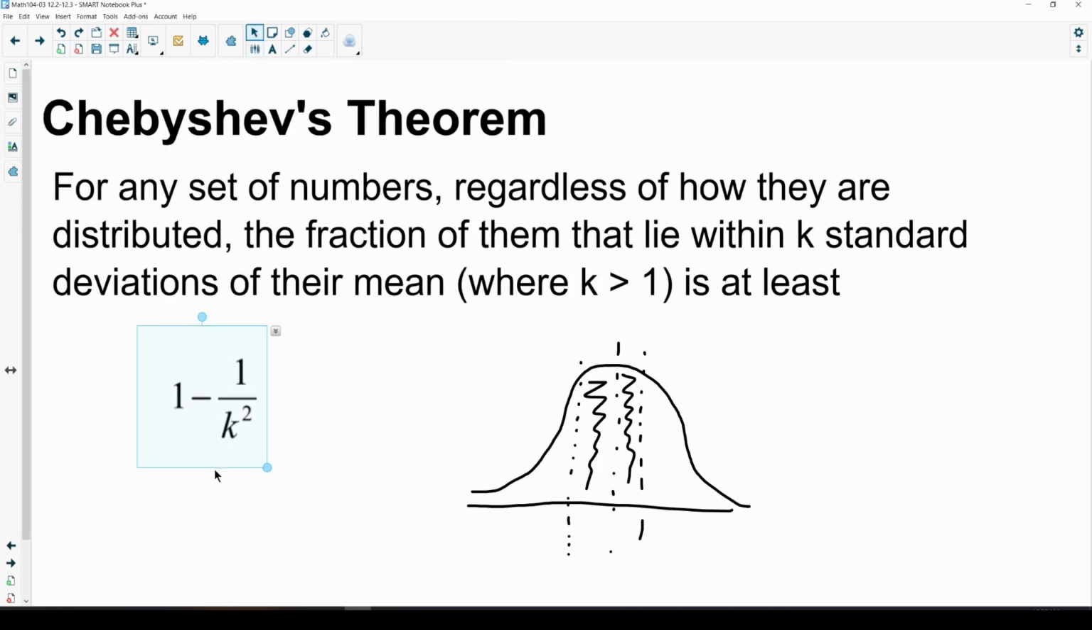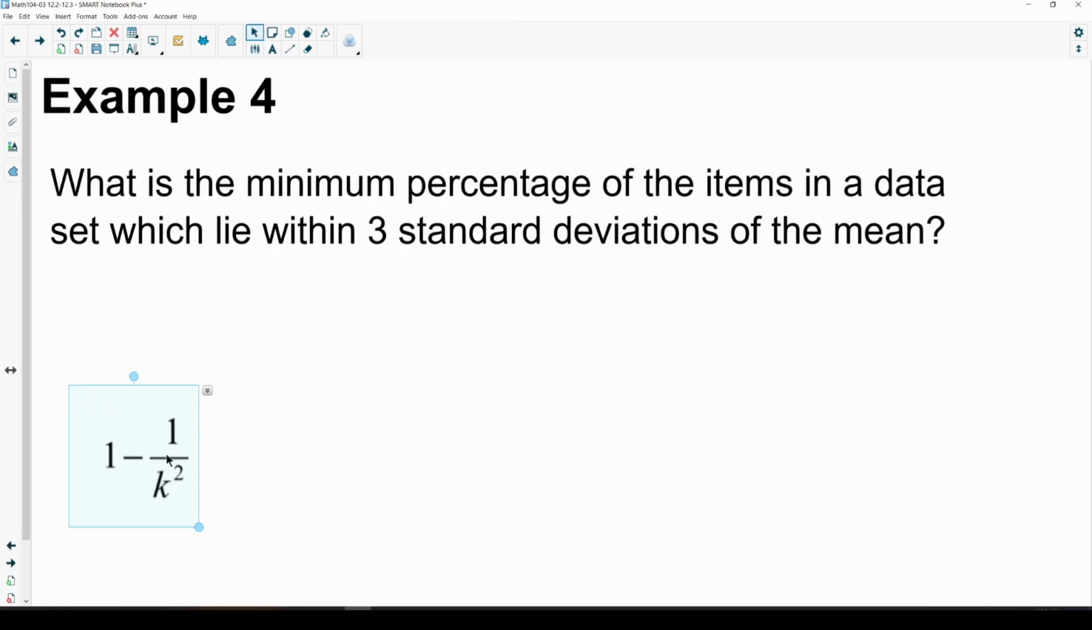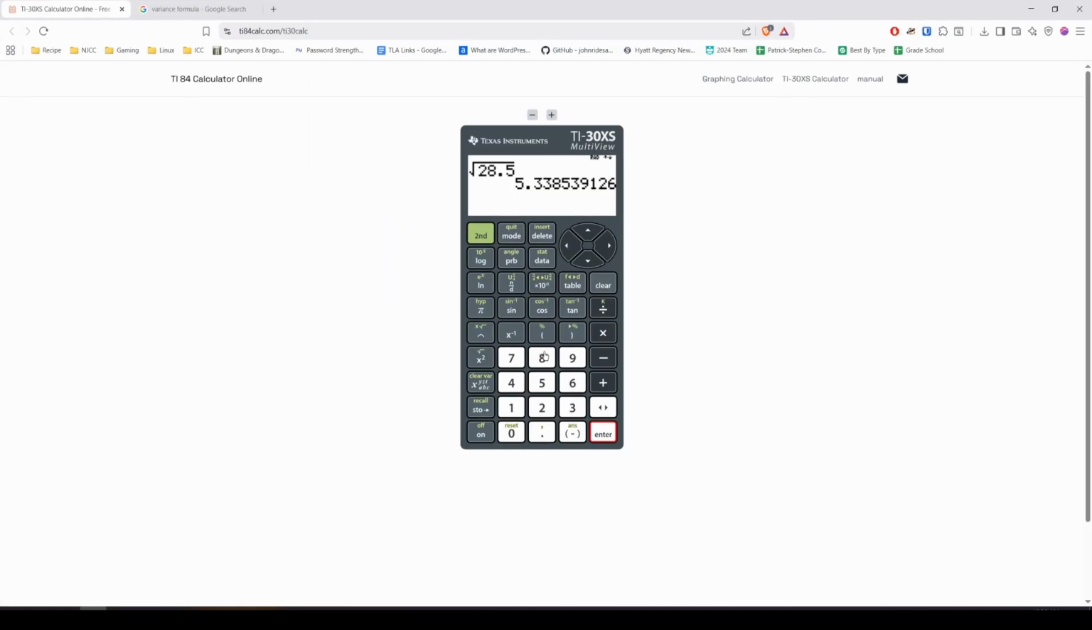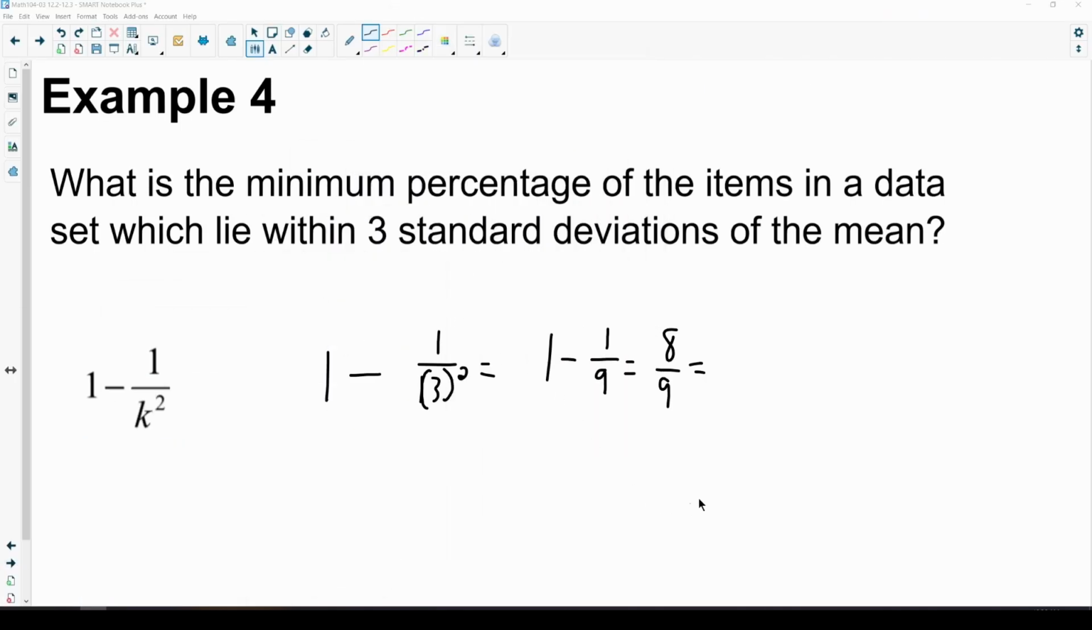So I can grab these. There's our little formula. Our standard deviations here is 3. So 1 minus 1 over k squared implies that we're going to plug in the 3. Means we're looking at 1 minus 1/9, which is 8/9. And if we take a look at our handy dandy calculator real quick, 8 divided by 9 is 0.88, or roughly 88.8%.